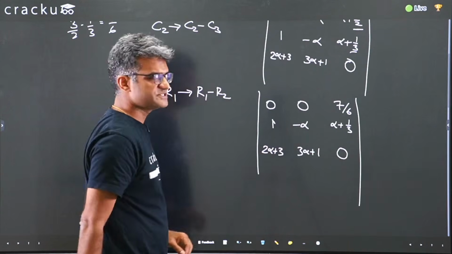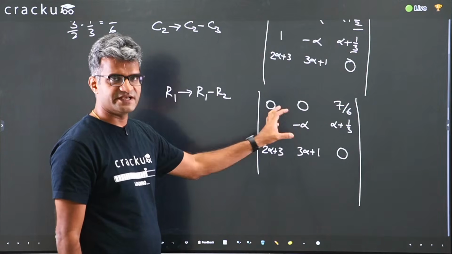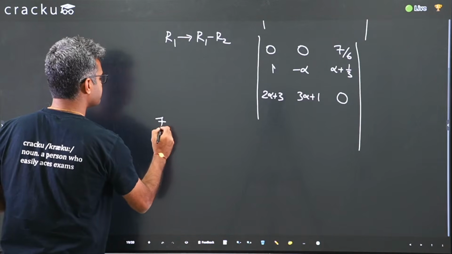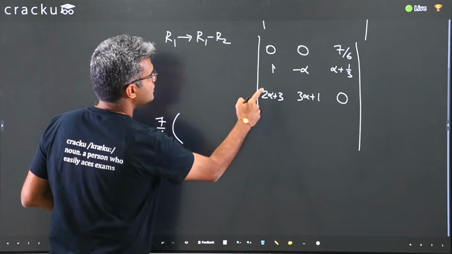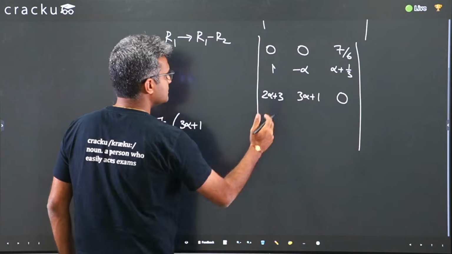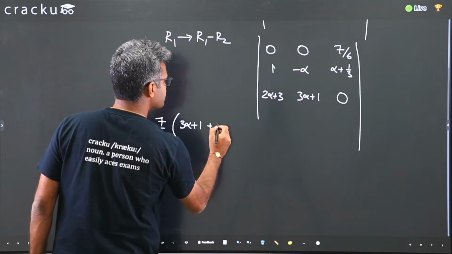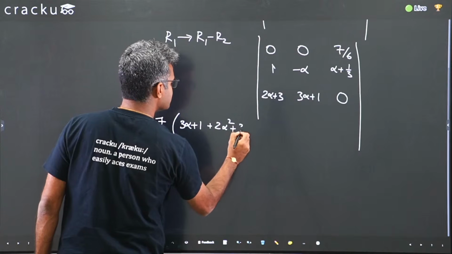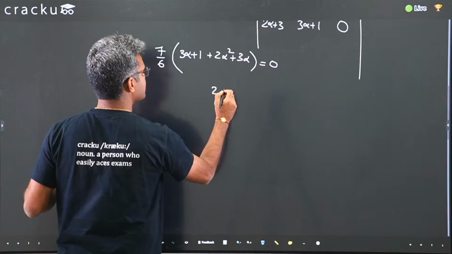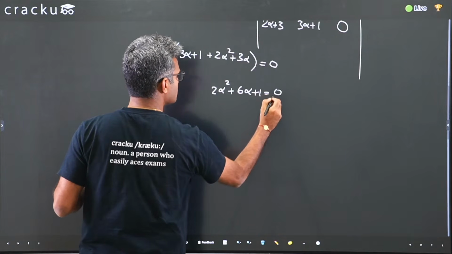This determinant we are told is equal to 0. Now we have the first two terms of the first row to be 0. So we can easily calculate the value of this determinant. This will be 7 by 6 into 1 into 3 alpha plus 1, which is 3 alpha plus 1, minus 2 alpha plus 3 into minus alpha, which is basically plus 2 alpha square plus 3 alpha. This we are told is equal to 0, or what we essentially have is 2 alpha square plus 6 alpha plus 1 is equal to 0.